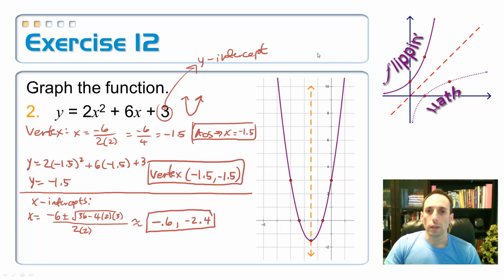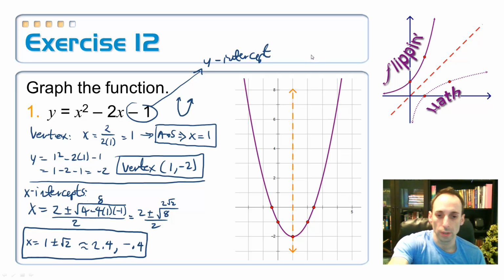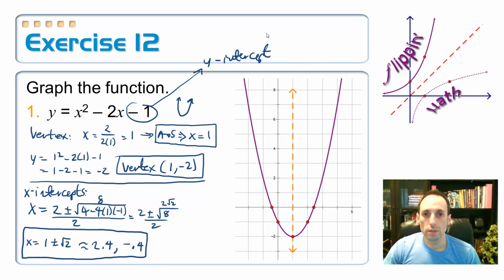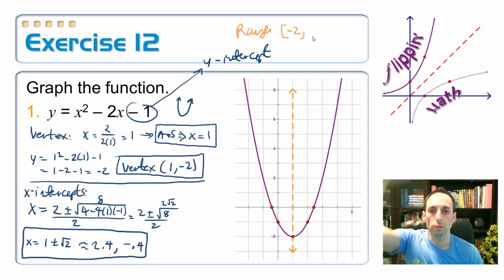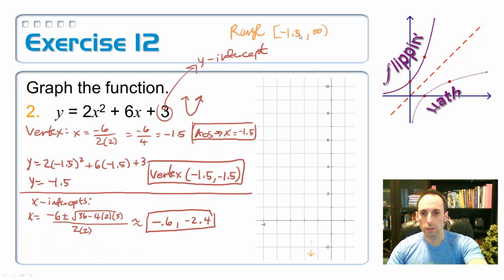Just go back to this one. Okay, I've got myself a minimum value. So my range, smallest is, what number is that? Negative 1.5. Bracket negative 1.5 all the way up to infinity. Okay, one more. And the first one that you did, its range, lowest is negative 2, bracket negative 2, all the way up to positive infinity. Well, that was fun.